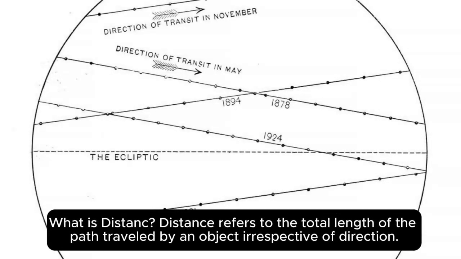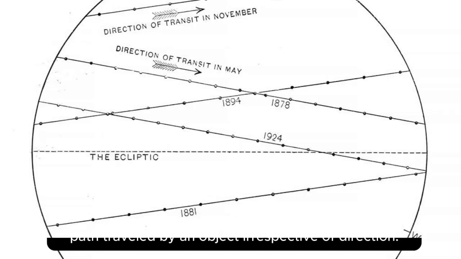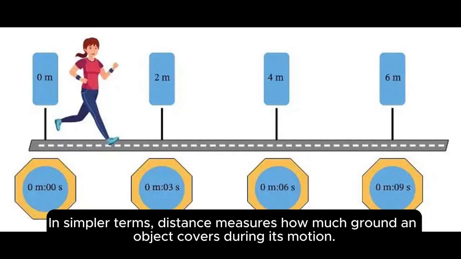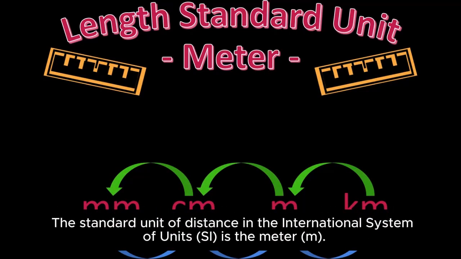What is distance? Distance refers to the total length of the path traveled by an object, irrespective of direction. It is a scalar quantity, meaning it possesses only magnitude and no directional information. In simpler terms, distance measures how much ground an object covers during its motion. The standard unit of distance in the International System of Units (SI) is the meter, m.